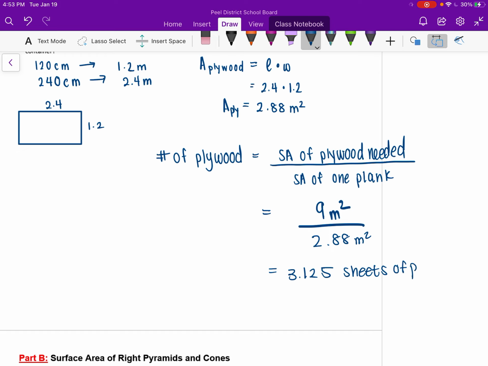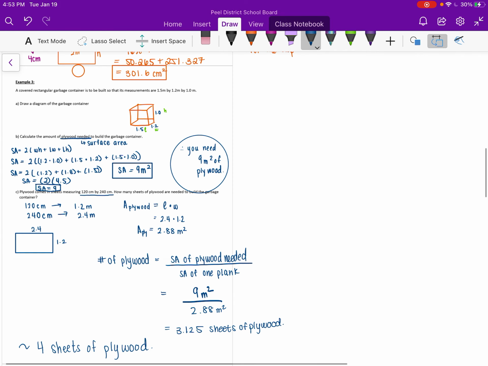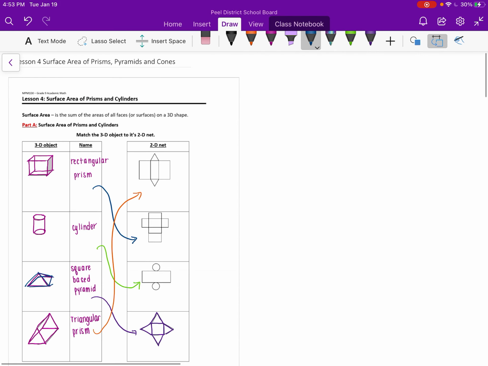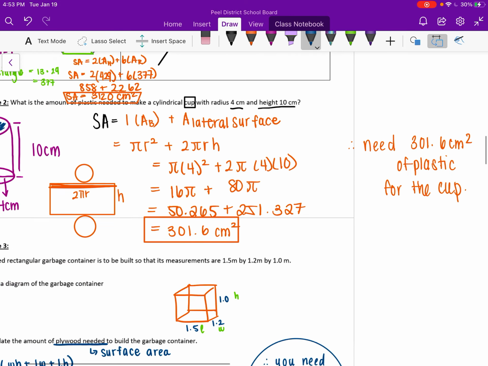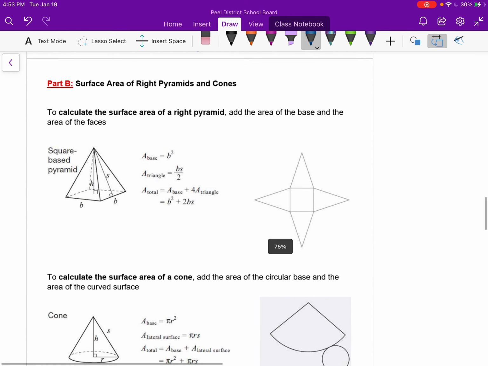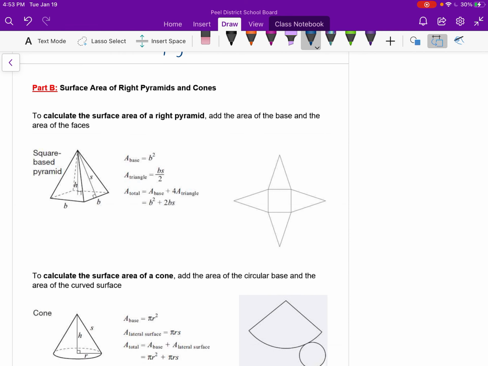of plywood. If I go to the store and I ask for this, they're going to be like, no. So therefore, I need 4 sheets. And it feels like a waste but it is what it is. Okay, and that is how to do the surface area of prisms and cylinders with a few examples. So try doing the homework for those ones. Now we're going to move on to doing right pyramids and cones. Right, so how do we do the surface area of a right pyramid and a cone?